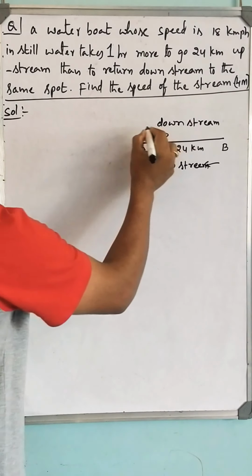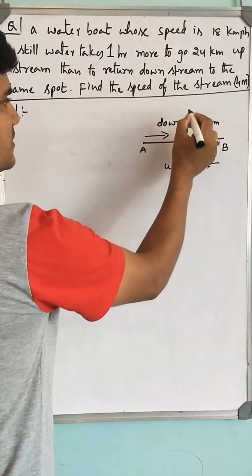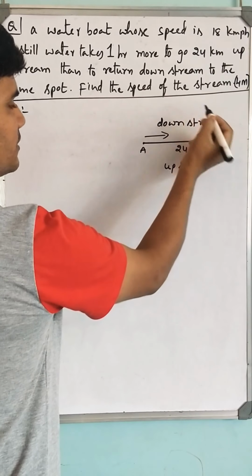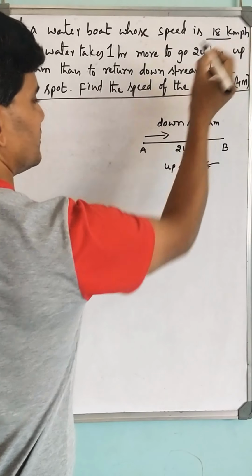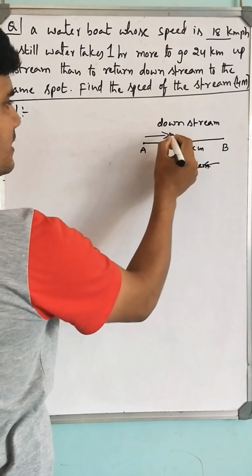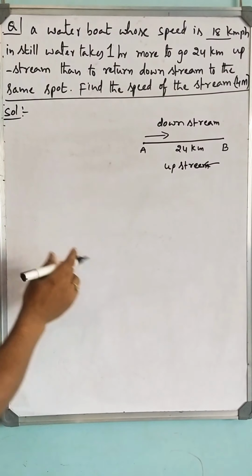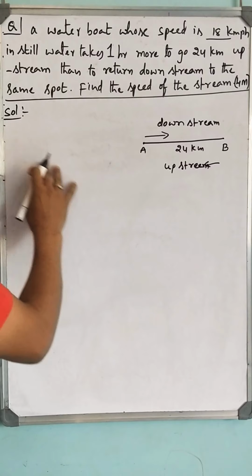See, when you go along the downstream, the speed of the stream will be added to the boat speed. So here we have to imagine what is the speed of the stream. Let us go through the solution. Later you can easily understand.